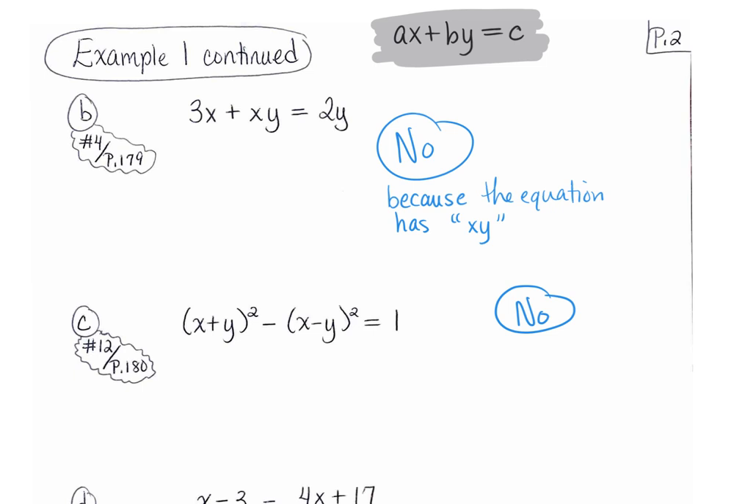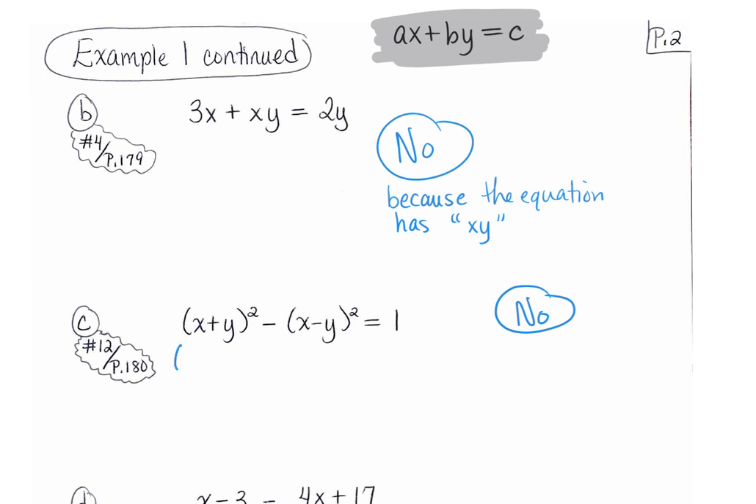Okay? So, because this is a x plus y quantity squared minus a x minus y quantity squared equals 1, we're going to expand this left side to see what we have. So it's a little bit more involved for this one. I do agree that it's no. Let's find out why. We okay? All right. So let's expand.